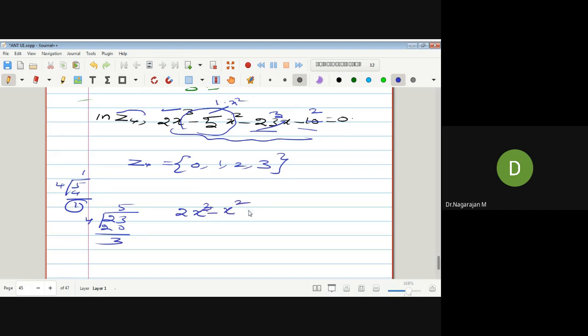x squared minus 23 can be written as 3x minus 10 then remainder 2, equal to 0.